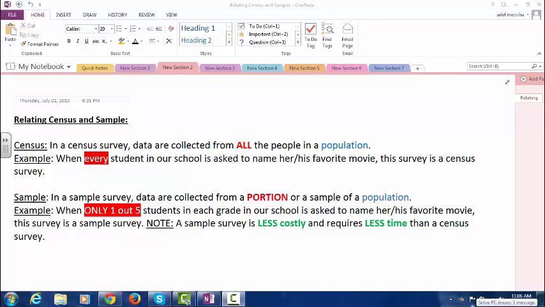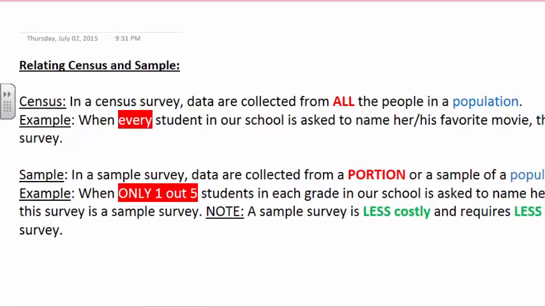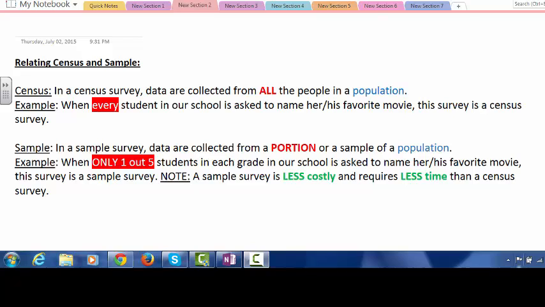Unit 5, Lesson 1. The title is Relating Census and Sample. In this chapter, you will notice that 90% of the knowledge is going to be some definitions, and we need to understand how it's important to read the question to understand how we can answer. So the first definition that we have is census.